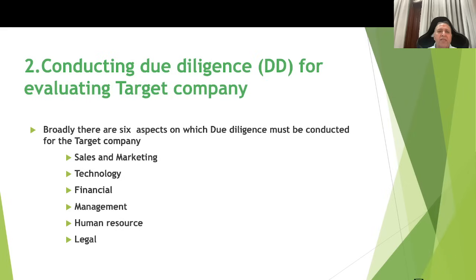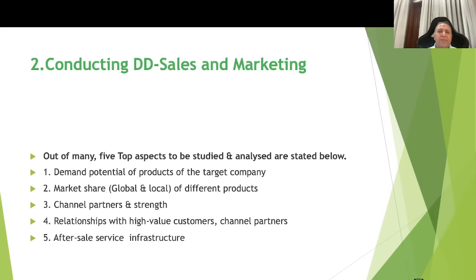Conducting due diligence. Now there are six types of due diligence which need to be done. One is the sales due diligence on the sales and marketing. Number two, technology. Number three, financial. Fourth, management. Fifth, human resources, and last one but not the least, legal one.